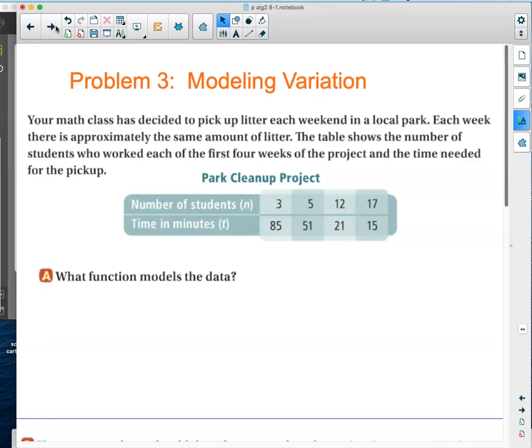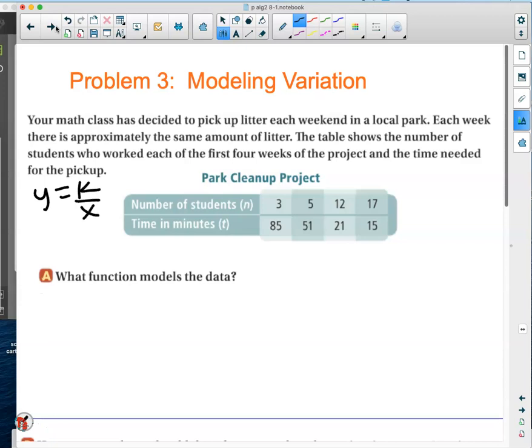I don't want to have to check for direct and inverse if I don't have to. I want to think through this. So, as I get more people to help, will it take a longer amount of time or a shorter amount of time? So as one goes up, the other goes down. This should be inverse. Should be.